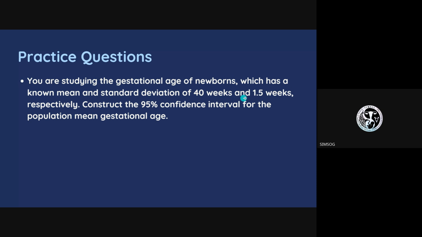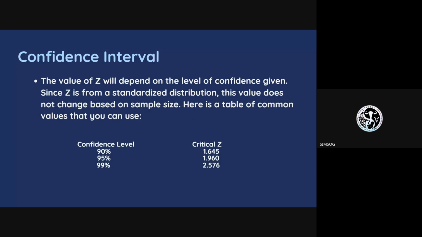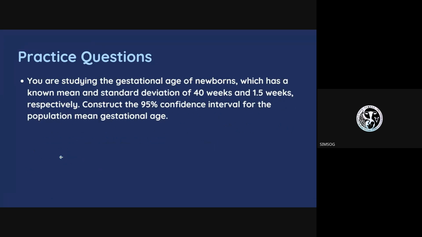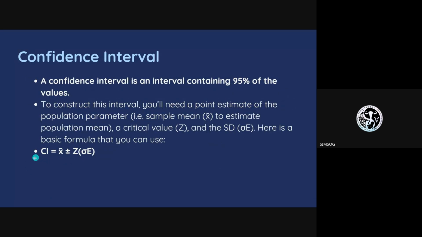They've also given the standard deviation, that is 1.5 weeks. So now if you want to calculate the confidence interval, we'll go back to the formula. Confidence interval is the mean plus minus the Z into standard deviation. Here the mean was given as 40 weeks, right? So the 95% confidence interval would be 40 weeks plus minus Z.